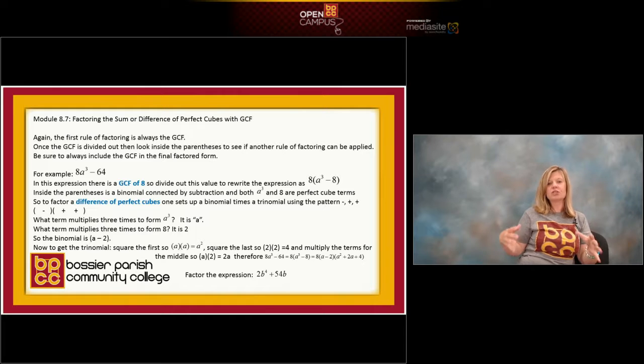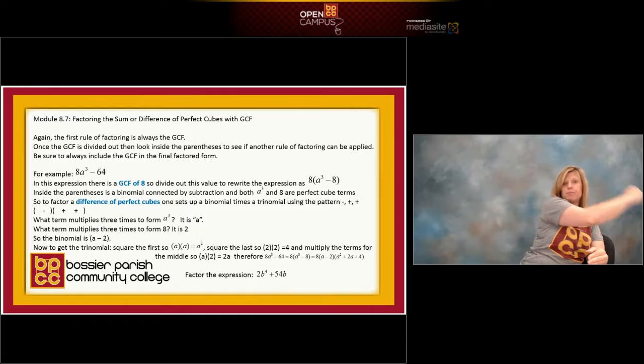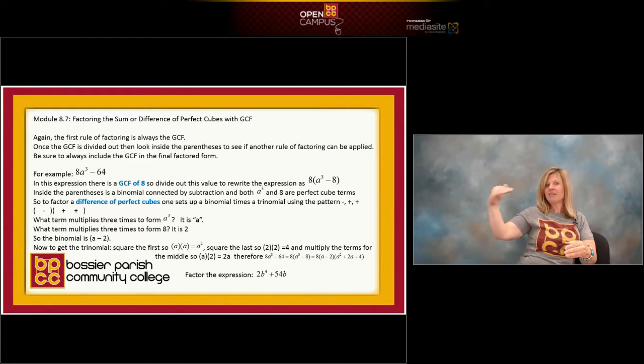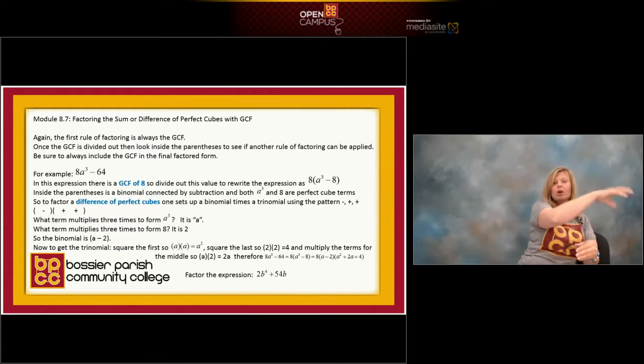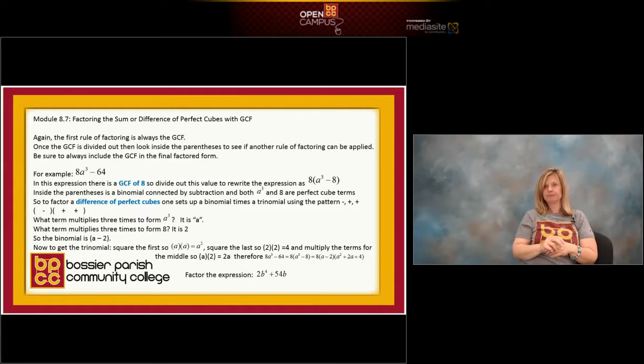We put two sets of parentheses, a by times a try. First thing we do, little parentheses, big parentheses. Then we put our symbols. If that's a difference and it starts out with a negative, the signs go minus, plus, plus. So in the binomial, I have a negative sign, and in the trinomial, I have two positive signs.